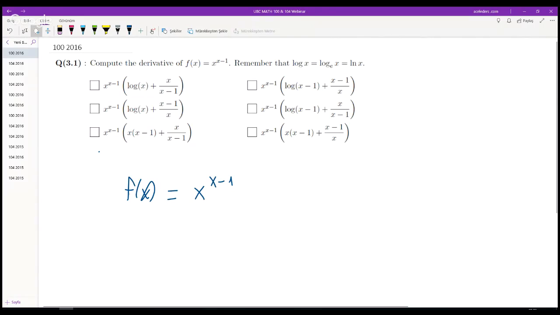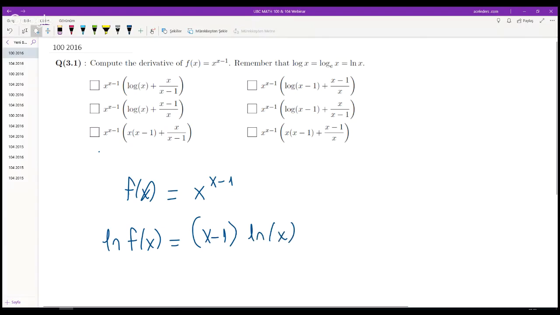Here we need to find the derivative. But how? The thing is, we have x's both on the base and on the power. So what are we gonna do? The best way to take the power to the base is taking logs. So I take the log of both sides: ln f(x) equals (x minus 1) ln x.